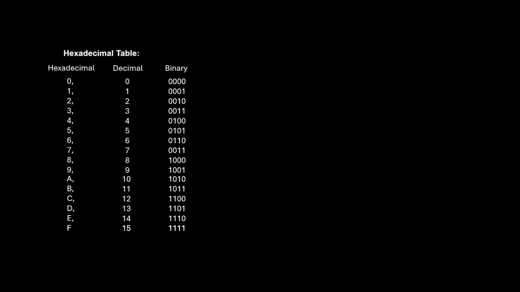To avoid that confusion, the numbers beyond 9, that is 10, 11, 12 till 15, are represented by A, B, C, D, E, and F. Every hexadecimal digit here is represented via 4 bits of binary. 0 is represented by 0000, and F at the last is represented by 4 ones.